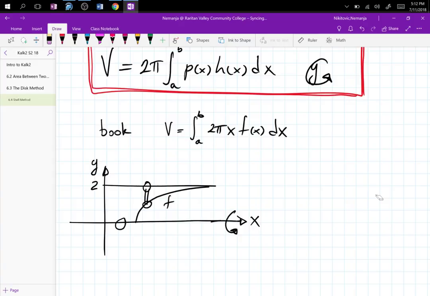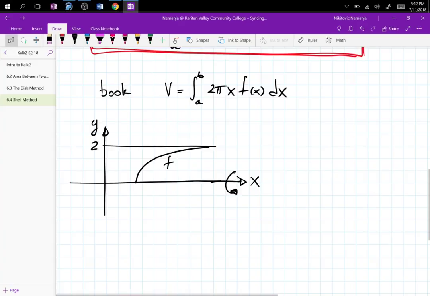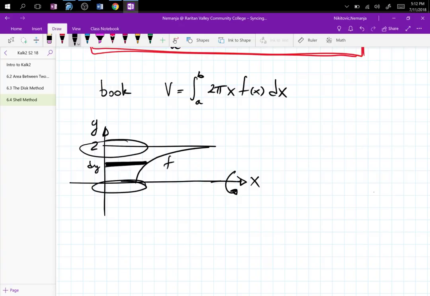So maybe we can do better. And this is what the shell method is for. Because if I am able to set up a dy integral over here, then as you can see, as this dy slides from 0 to 2, it always has the left-hand side sliding on the y-axis and the right-hand side sliding on the function. So I would like to set up the integral, and this is where the shell method kicks in.